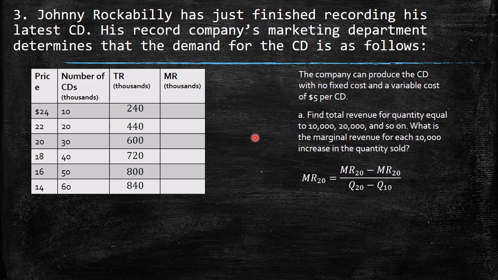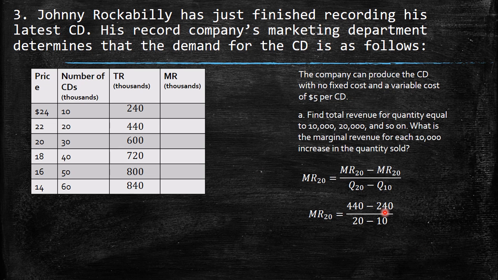Then your marginal revenue, remember, is the change in total revenue in the numerator. This is total revenue with 20, and this one is with 10. So which is the total revenue of 20? It's 440. What is the total revenue of 10?